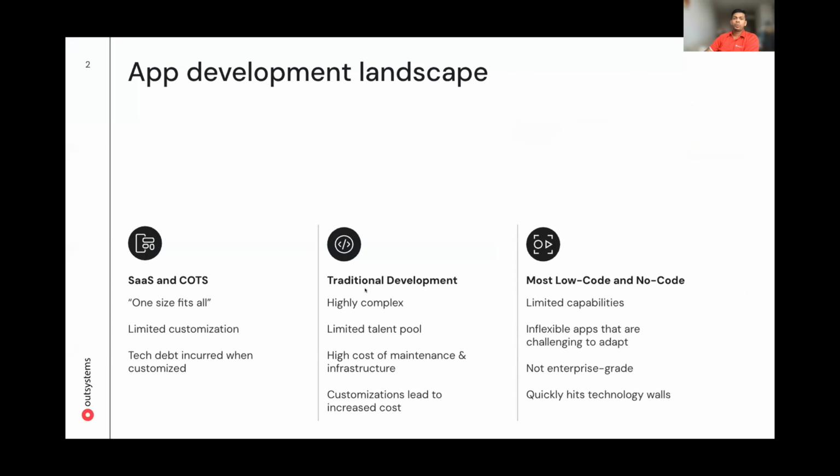Thank you. So when we are talking about the app development landscape, we broadly see these three islands, I would say. One is SaaS and COTS. In SaaS and COTS systems, they generally lack differentiation for organizations. They're useful for managing general processes or small use cases here and there, but they don't serve the uniqueness of your business. Customization in these kinds of applications can lead to technical debt, and they can hinder your evolution.